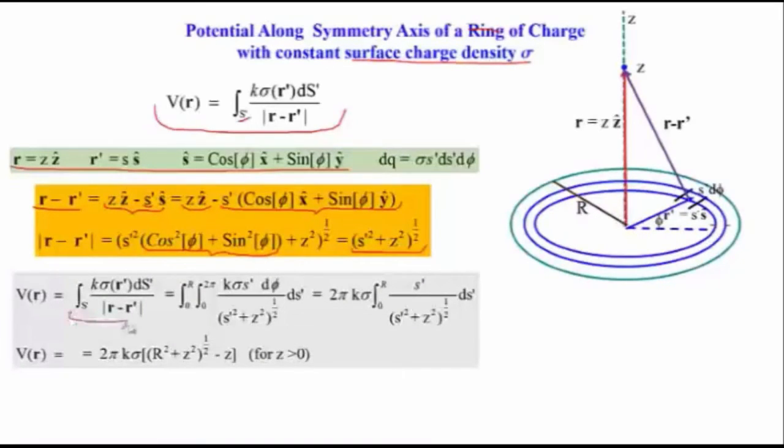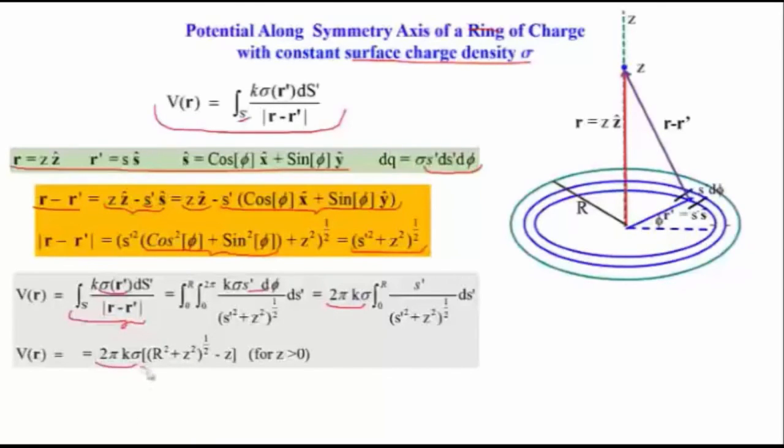So here's the general expression. We substitute in a constant sigma, so that's this right here. We put in our ds prime, which is s prime ds prime d phi, and then we've already found the distance r minus r prime, which is this distance here. Regrouping, we can bring out all the constants, and we have an integral of s prime over s prime squared plus z squared to the 1/2 power ds prime. So that's either in the tables or use Mathematica. And so here's our prefactor, this one right here, and this is the answer.